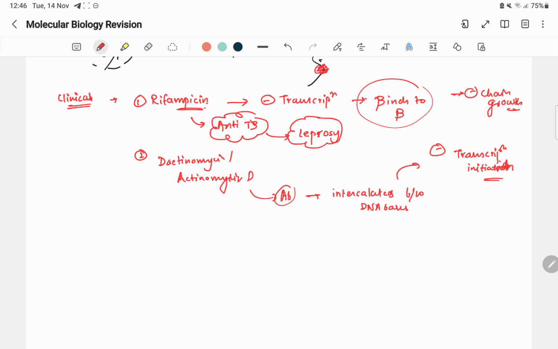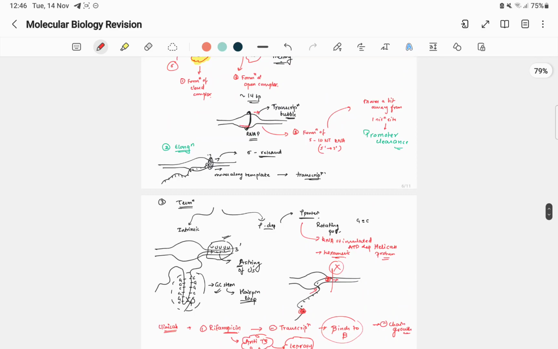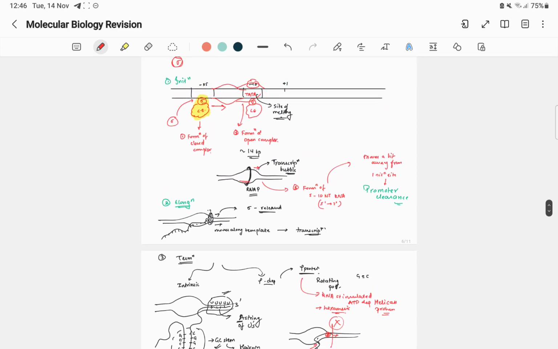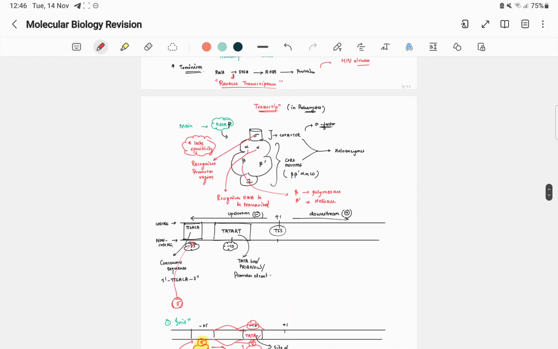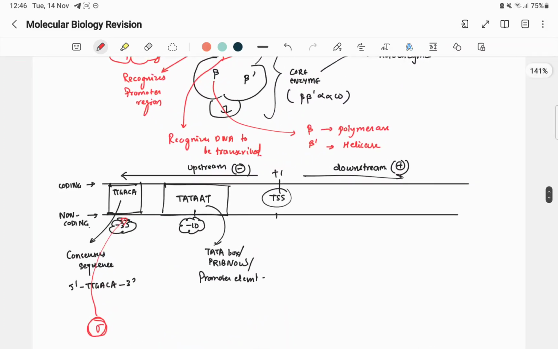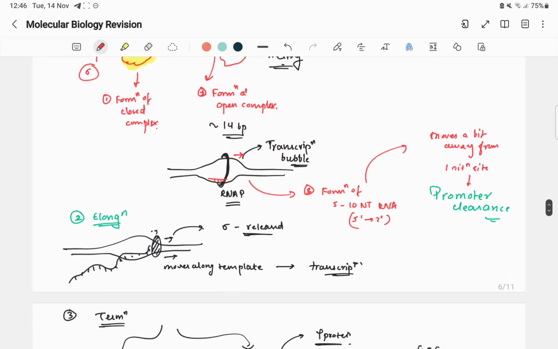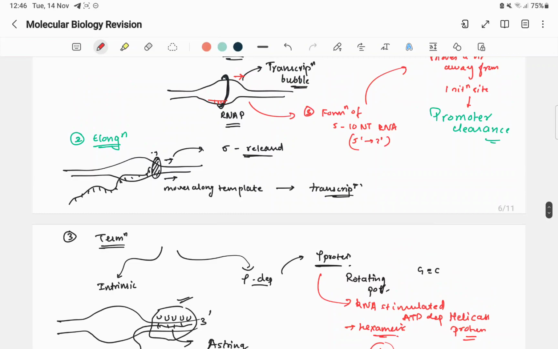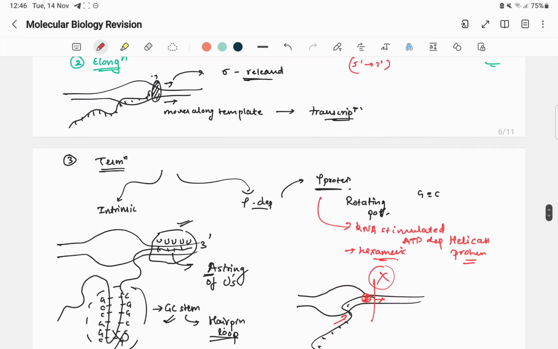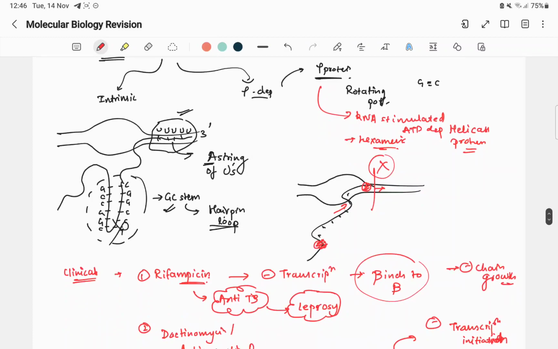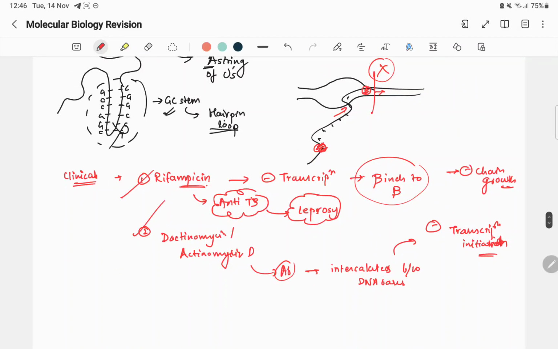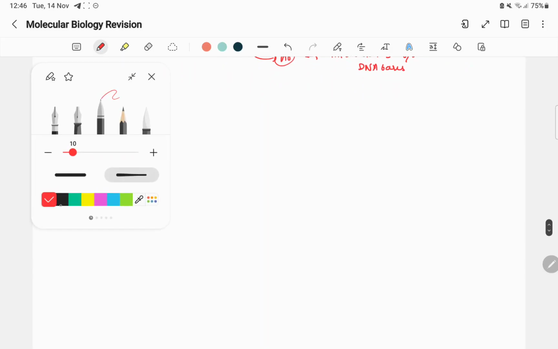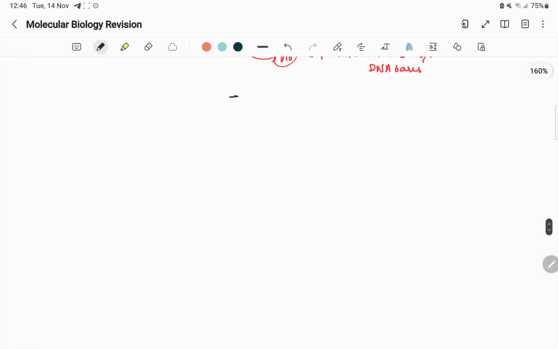Understood. Now let's discuss the transcription process in eukaryotes. In eukaryotes it's a bit complicated and involves many factors. This was the transcription process in prokaryotes: the TATA box, how the holoenzyme slides in, transcription bubble formation, promoter clearance, nucleotide formation, elongation, how the sigma factor is released, termination, intrinsic and rho dependent. And clinically we have rifampicin and dactinomycin. Let's talk about transcription in eukaryotes.